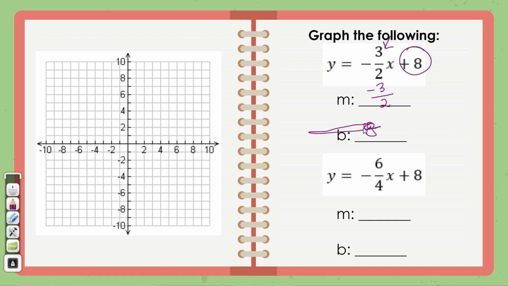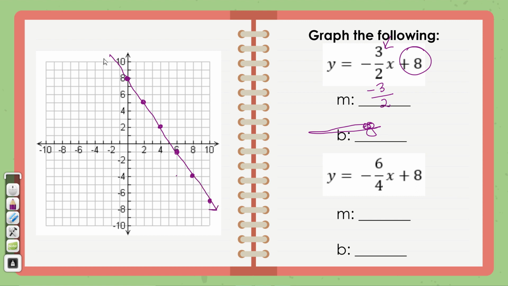So that's where we're going to start. I'm going to start up here at +8, and I'm going to go down 3, right 2. Down 3, right 2. And then you can go up 3. Nope, I can't go up 3. All right, so that's as far as I can go on this one. Slowly connect.